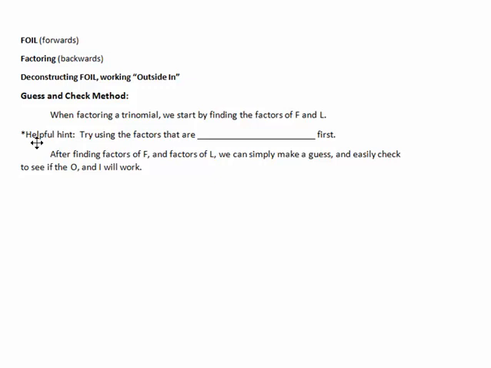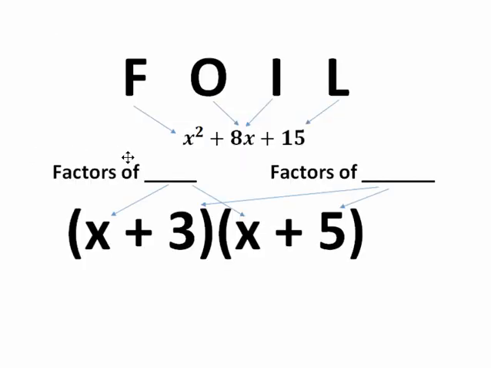The helpful hint written here is that we're going to try using the factors that are closest together first, and that's usually the way these work. Once we find the factors of F and L, we're going to check to see if O and I will work. What I mean by that is, here, factoring this trinomial, x squared plus 8x plus 15. Here's our F, here's our L, and the O and I create the single term in the middle.